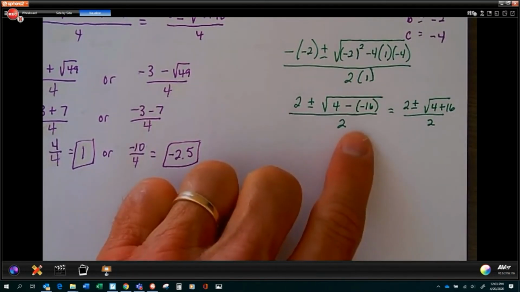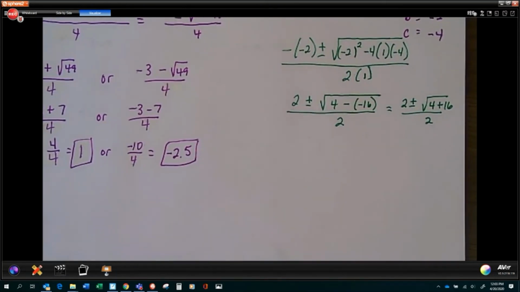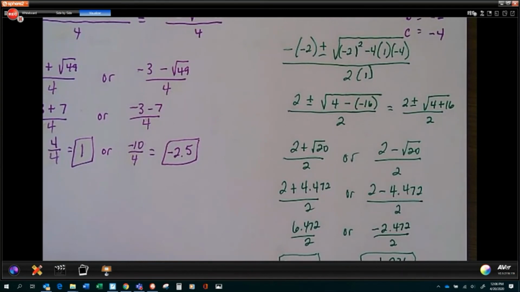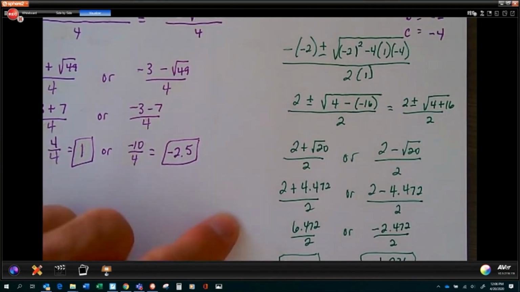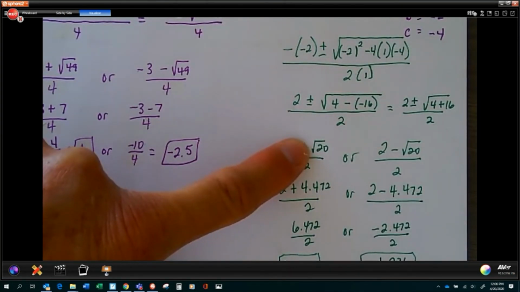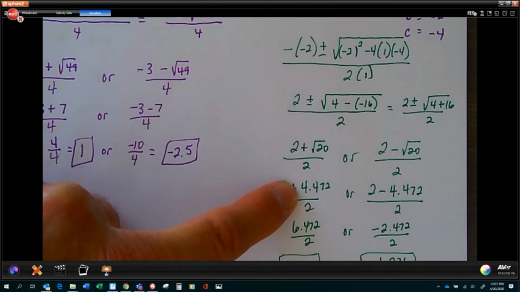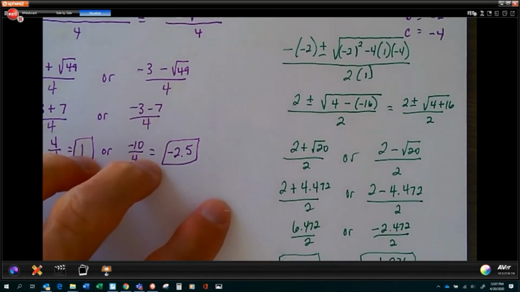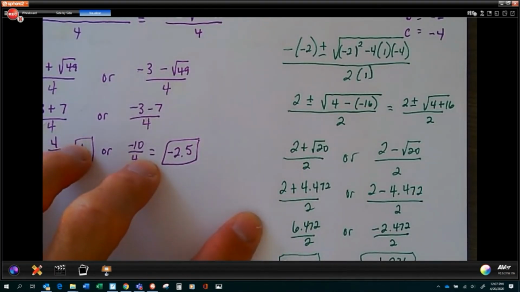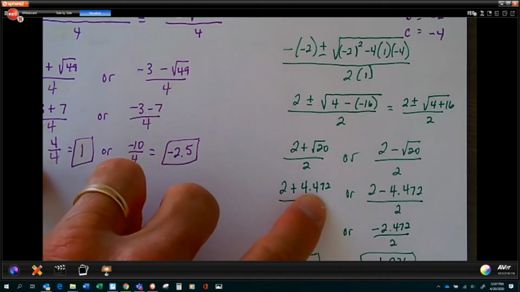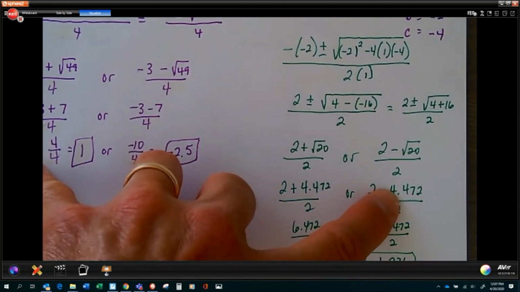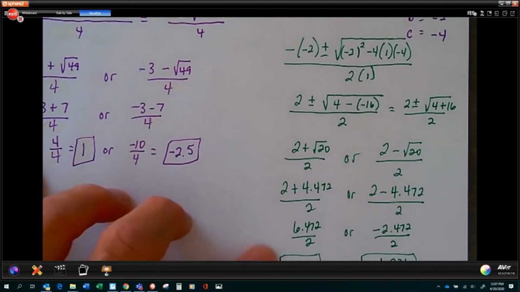Go ahead and simplify this and come up with your answers. Go ahead and hit pause or play when you're ready. Okay, converting the radical 20 here to 4.472, again rounding it to the nearest thousandth. Plugging that in, I got 2 plus 4.472 or 2 minus 4.472, all divided by 2.